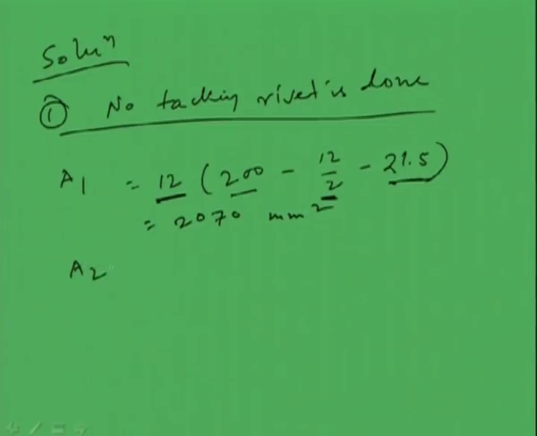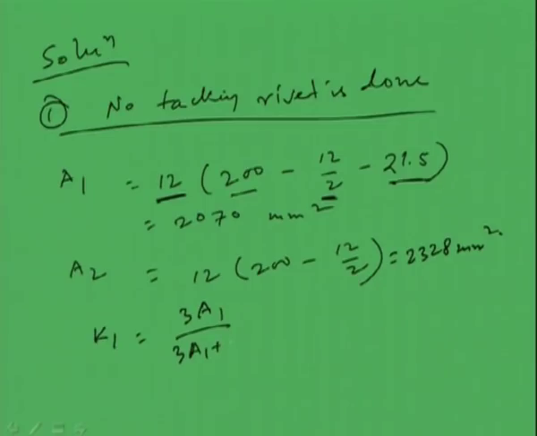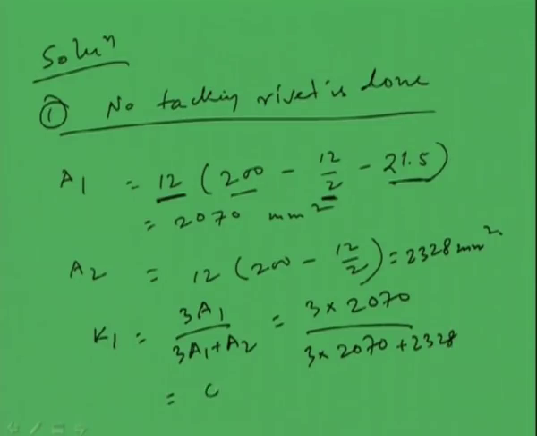Similarly, A2 is the area of the outstanding leg. So this will become 12 into (200 minus 12 by 2). There are no connections because no tacking rivet is done. So A2 comes to 2328 millimeter square. Now I can find out K1. K1 will be 3A1 by (3A1 plus A2). So this will become 3 into 2070 by (3 into 2070 plus 2328). So the value of K1 will become 0.727.